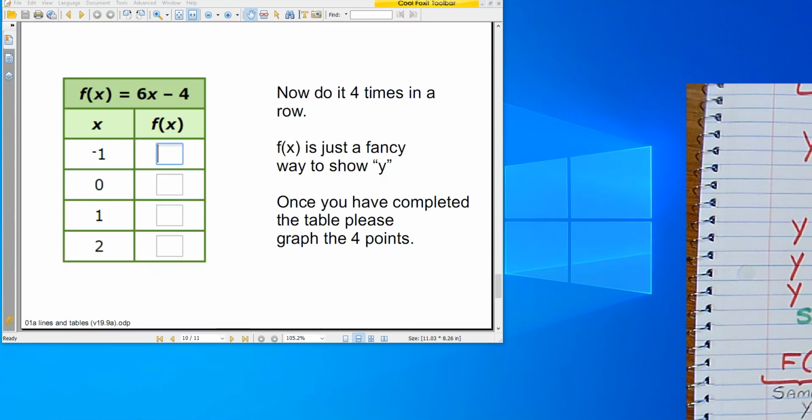Let's do it again. Let's plug in a negative 1. 6 times negative 1 minus 4. 6 times negative 1 is negative 6, minus 4 is negative 10. Let's plug in a 0. 6 times 0 is 0, minus 4 is negative 4. Let's try it again. Take that 1, put it right here. 6 times 1 is 6, minus 4 is 2. Do it again. Take that 2, put it right here. 6 times 2 is 12, minus 4 is 8.